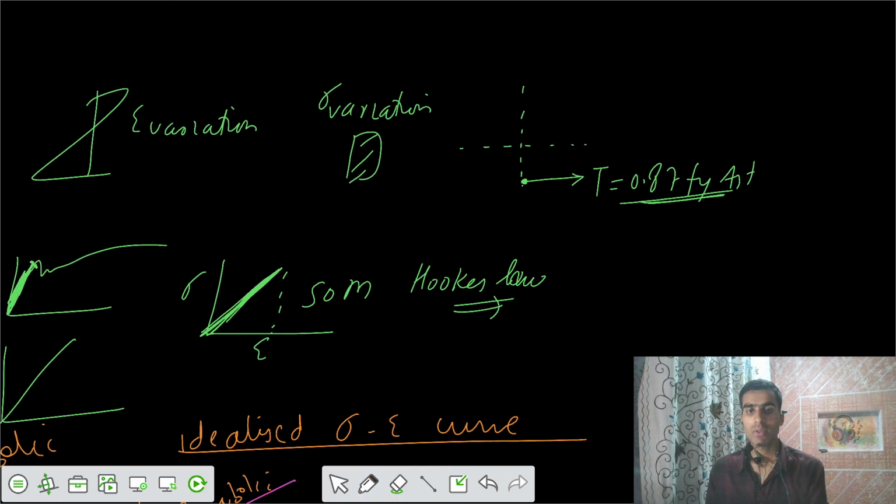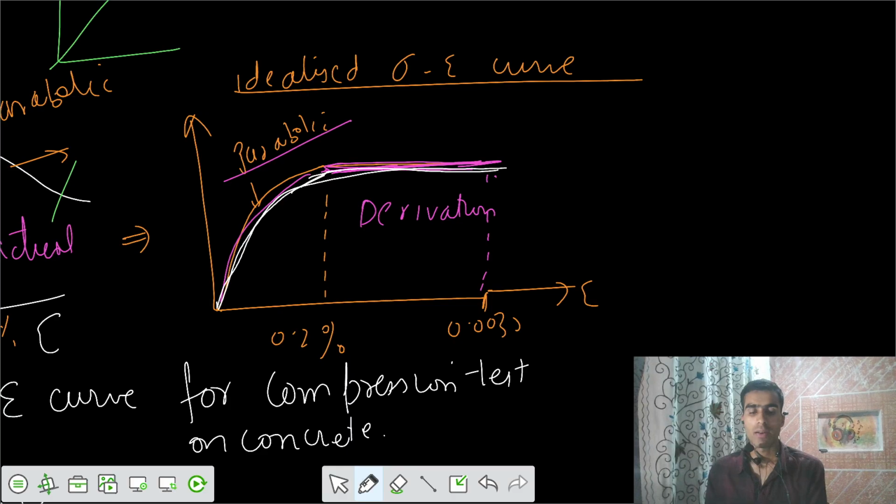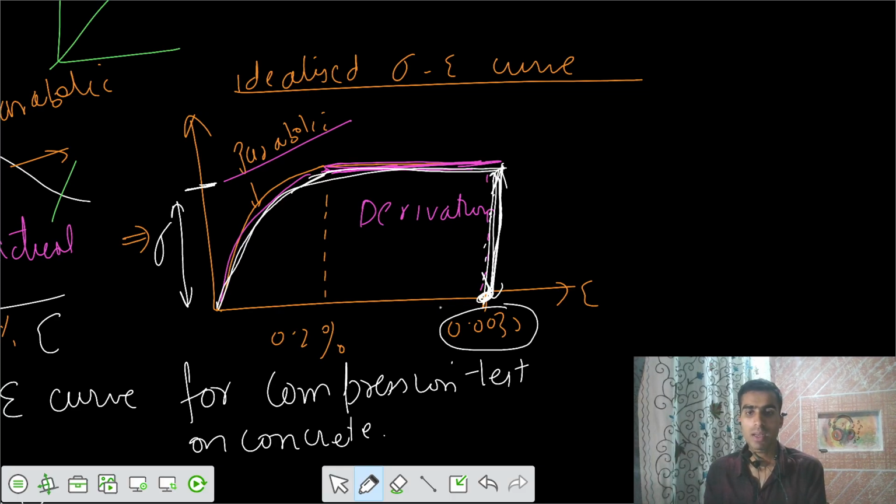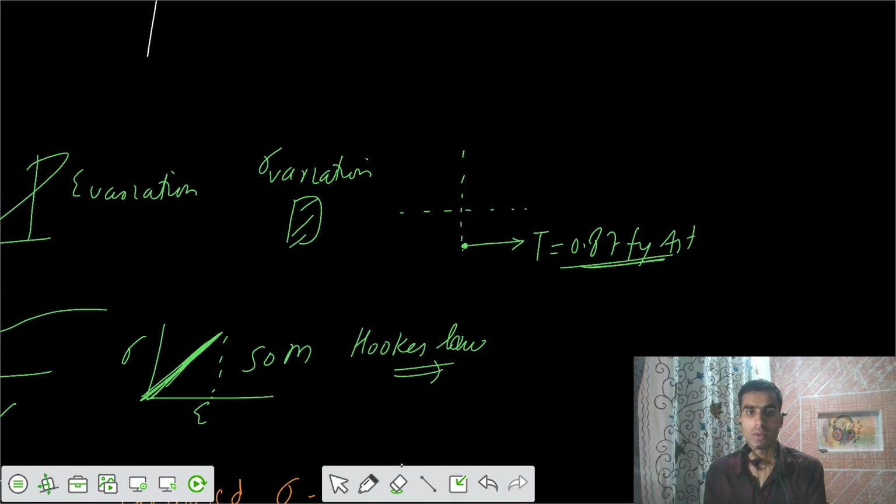And from the diagram, can you tell me where this value is in the stress-strain curve? That value is at the extreme. From this value of 0.0035, corresponding to this strain, your stress is this much. This much is your stress in the concrete. Let's say this is some sigma. So corresponding to this strain of 0.0035, we have some stress of sigma.